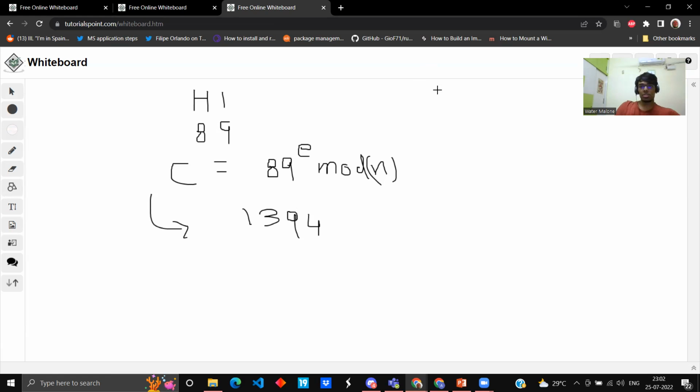So what basically happens is, as a sender, instead of sending the actual message itself, you are now sending 1394. Ideally, nobody should be able to guess what this message was. At this point, you're sending 1394. Anybody trying to intercept is going to see this, which makes no sense to them.